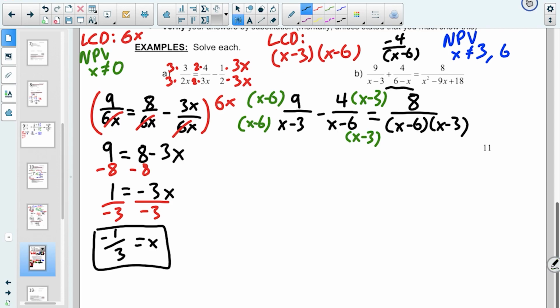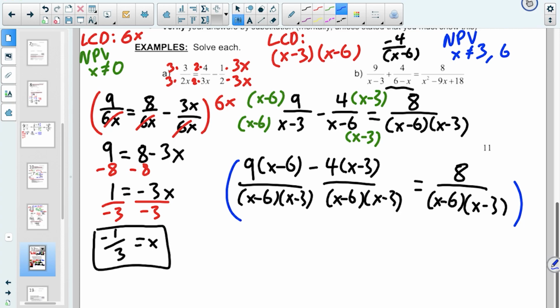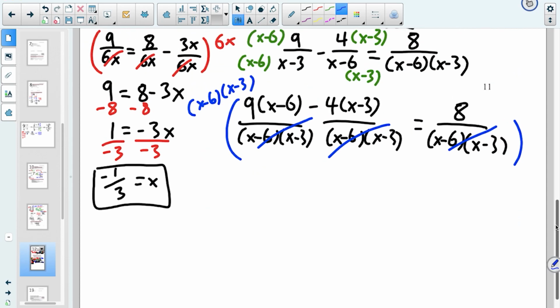So just rewriting everything, we have 9 times x minus 6 minus 4 times x minus 3. These are both over x minus 6, x minus 3, and that is equal to 8 over x minus 6, x minus 3. And we're just going to multiply everything by our x minus 6, x minus 3, and that helps us get rid of all of our denominators. So let's go ahead and simplify things.